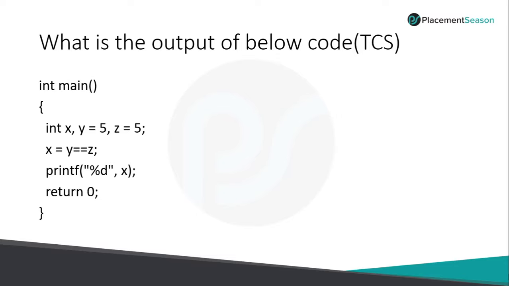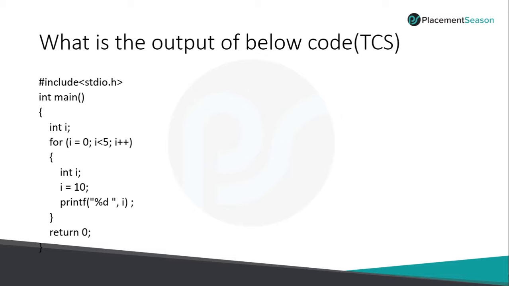Now let's move on to one more tricky question which was asked in TCS again. Here I have declared the variable i and I have used that i in the for loop. Again I have declared i inside this for loop, i equal to 10, and then printing the i value. So what will be the output for this program? Will it print 10 only once, or will it print anything? You can type your answer in the comment section so that we can see how many of you are answering this.